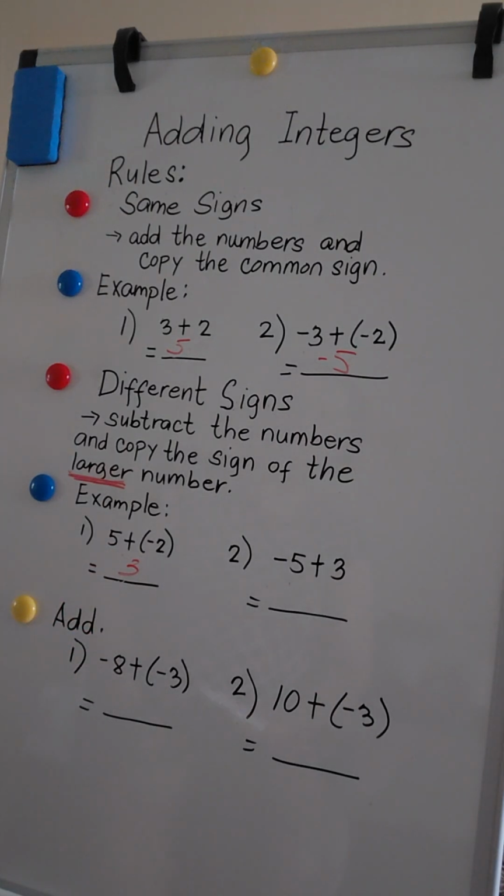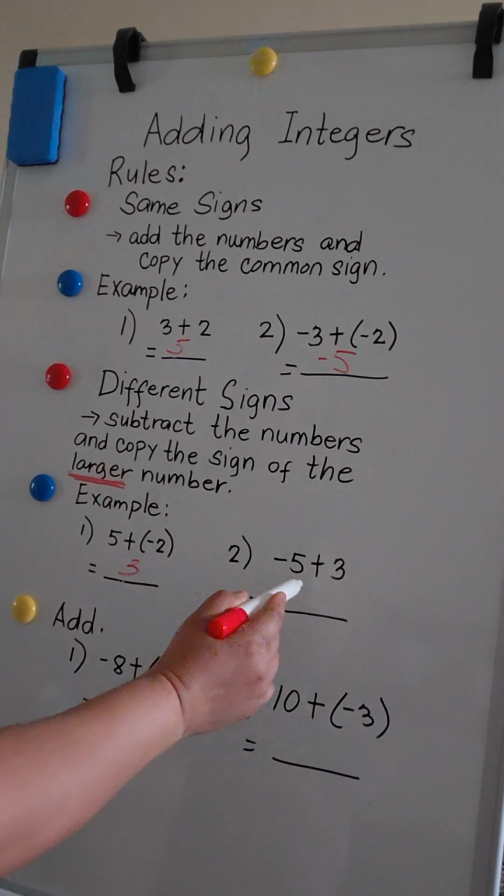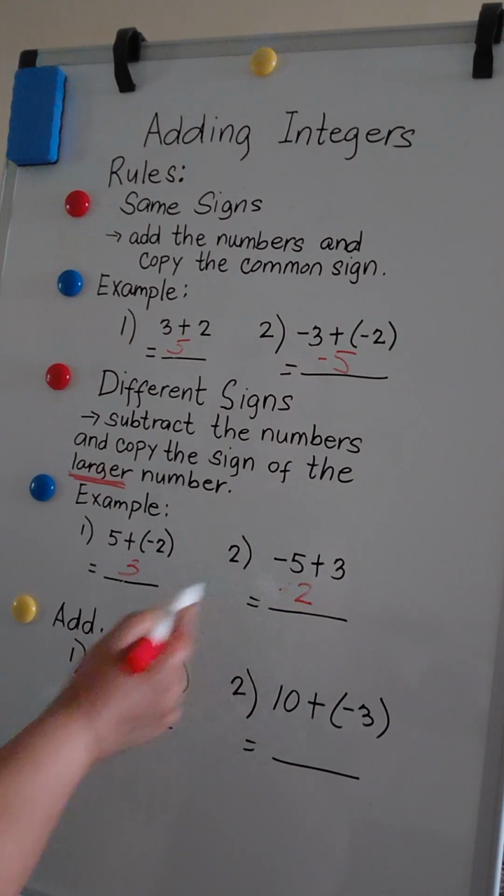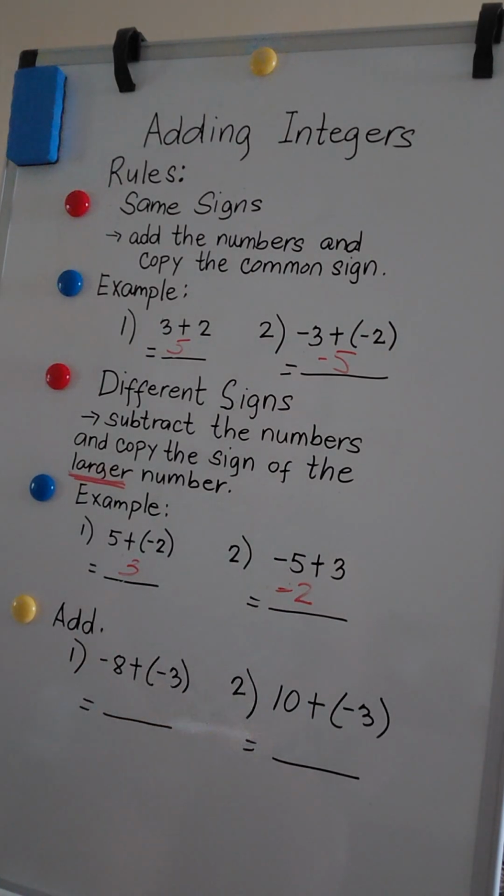Okay? Now, let's proceed to number 2, adding integers with different signs. So we have negative 5 plus positive 3. Again, negative and then positive. We are going to subtract the numbers. So 5 minus 3 is 2. Which one is larger between 5 and 3? We have 5. And what is the sign of 5? We have negative. So therefore, the answer is negative 2.